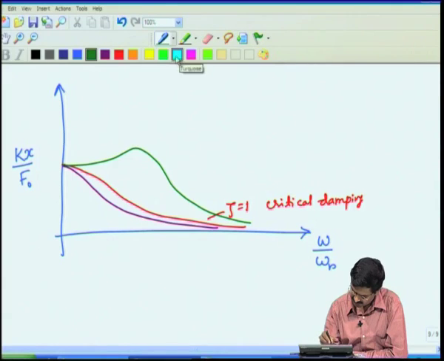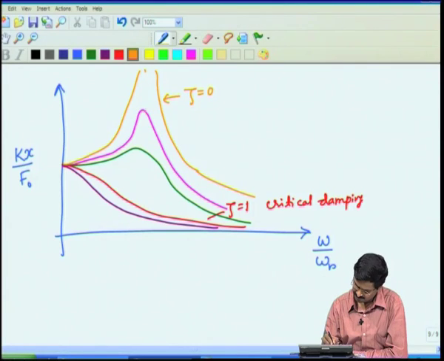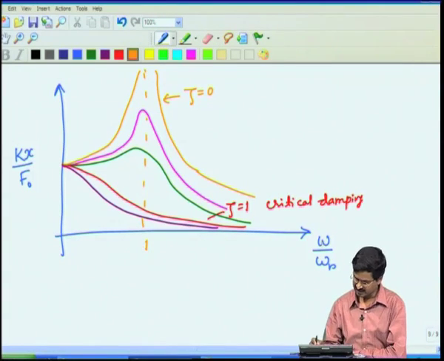If it is further less, it will be like this, and if it is 0, it will go like this. This is the case where zeta equal to 0, no damping. All of these peaks occur at omega equal to omega n, or in this plot it will just be 1. That is at the natural frequency.